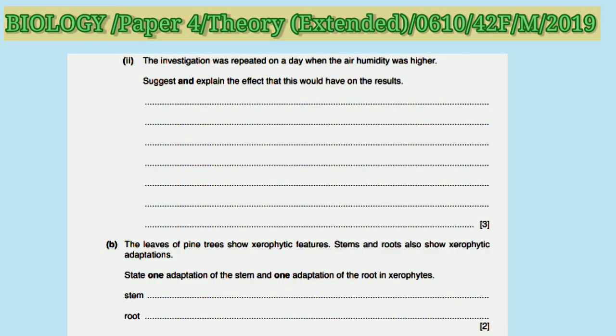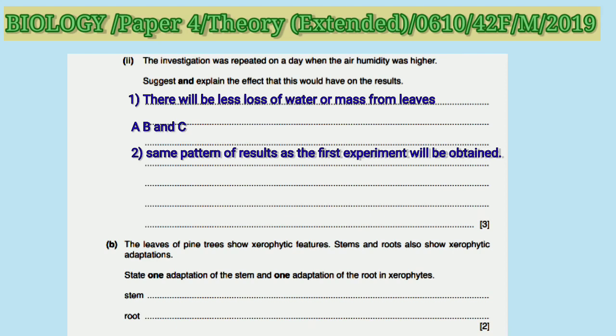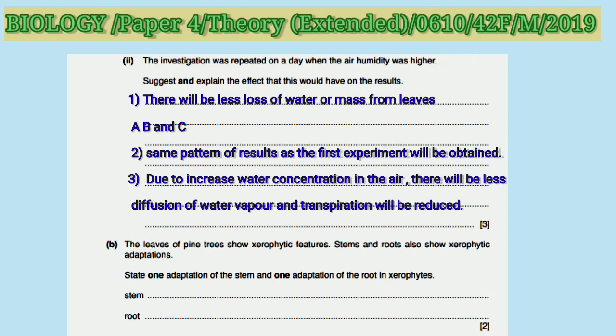The investigation was repeated on a day when the air humidity was higher. Suggest and explain the effect that this would have on the results. First, there will be less loss of water or mass from leaves A, B and C. Same pattern of results as the first experiment will be obtained. Due to increase in water concentration in the air, there will be less diffusion of water vapor and transpiration will be reduced.